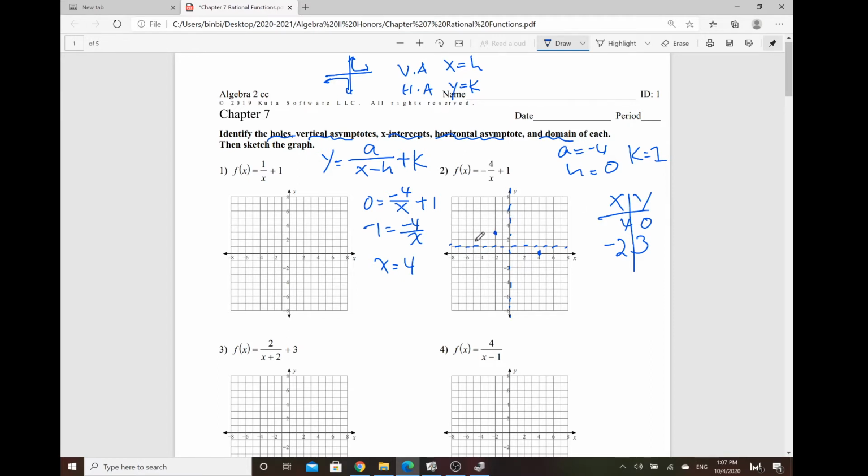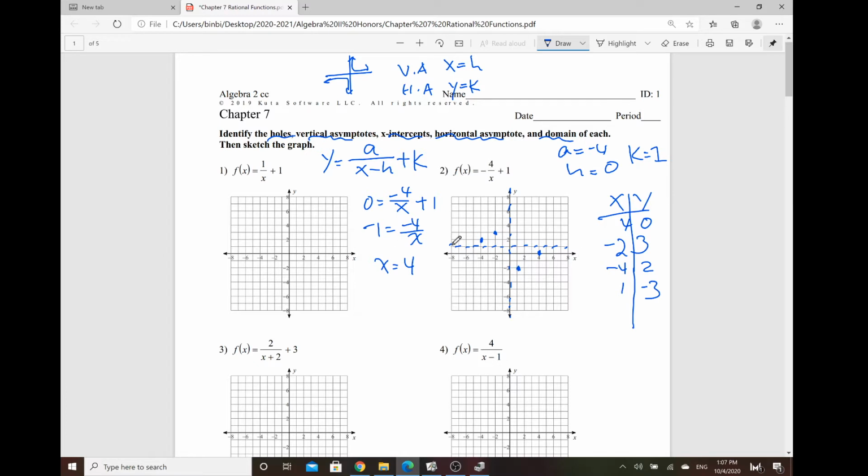Let's get another point, somewhere close to the asymptotes. What about -4? -4 over -4 is 1, 1 plus 1 is 2. So -4 comma 2. Since we found the x-intercept already, let's get another point somewhere close to the VA. Let's put in 1. -4 over 1 is -4, -4 plus 1 is -3. So 1 comma -3.